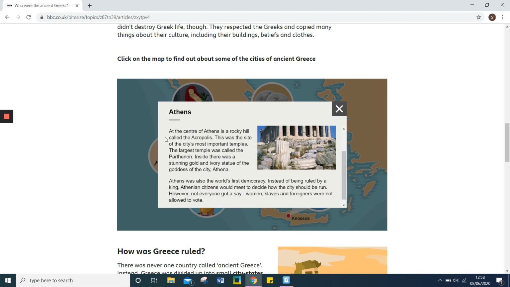At the centre of Athens is a rocky hill called the Acropolis. This was the site of the city's most important temples. The largest temple was called the Parthenon. Inside, there was a stunning gold and ivory statue of the goddess of the city, Athena.